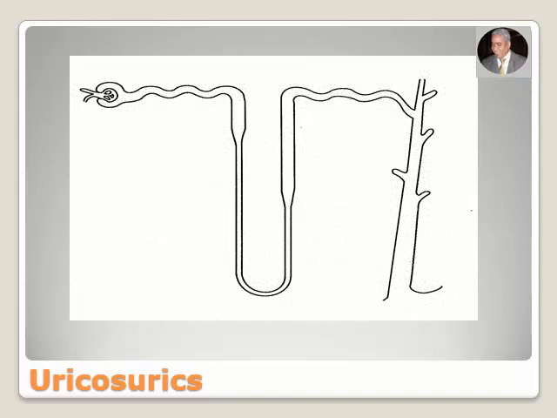Uricosuric drugs are the drugs that increase urate excretion in urine. This is a diagram for the nephron. There is a carrier for uric acid absorption, in the early part of the proximal tubules, called URAT1. It reabsorbs all the amount of uric acid filtered in the glomeruli. This is a protective mechanism, to guard against uric acid precipitation in the tubules.